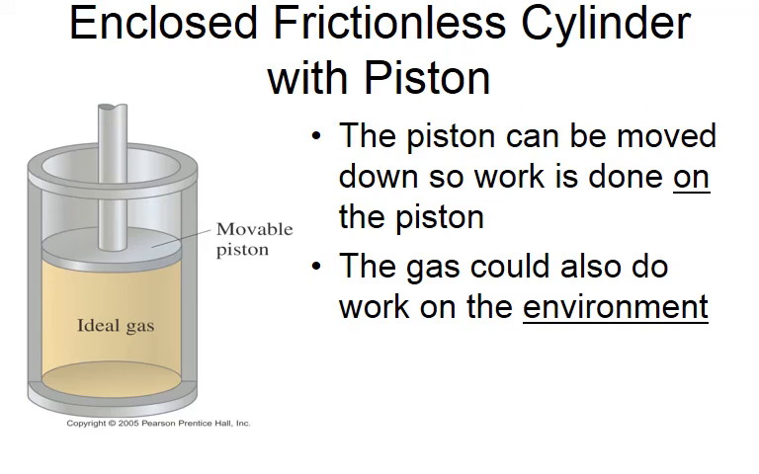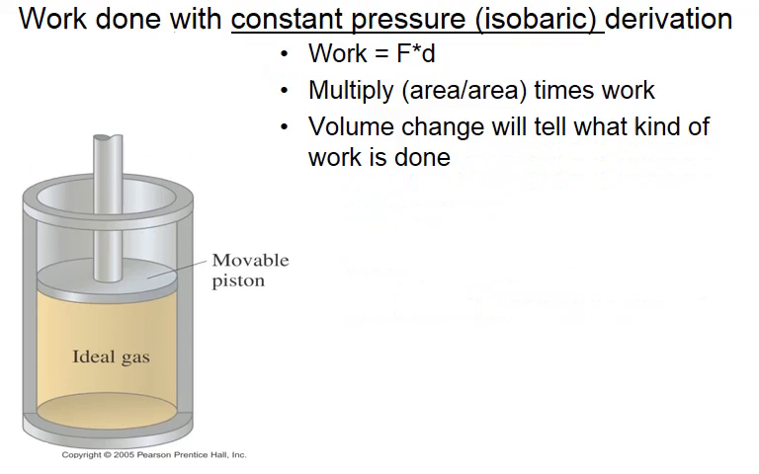So, if we have a frictionless cylinder here with the piston, the piston can be moved up and down, so work is done on the piston, and so the gas can also do work on the environment. So this idea of using this cylinder with a piston that can move up and down is a really helpful example that we use pretty extensively here in thermodynamics to evaluate what's going on with the gas and how it's affecting the environment, or the environment's affecting the system.